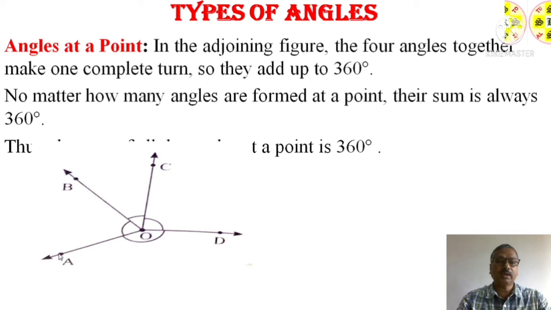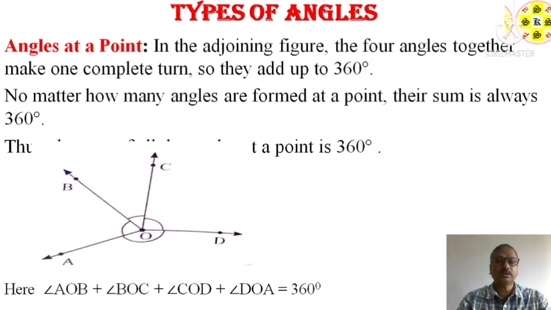No matter how many, here we have angle AOB, angle BOC, angle COD, angle DOA. We start from A, and again we have to come back to A. If we add all these angles, we will get 360 degrees. That's why angles at a point sum up to 360 degrees. That is a complete angle. So in this figure, angle AOB plus angle BOC plus angle COD plus angle DOA.